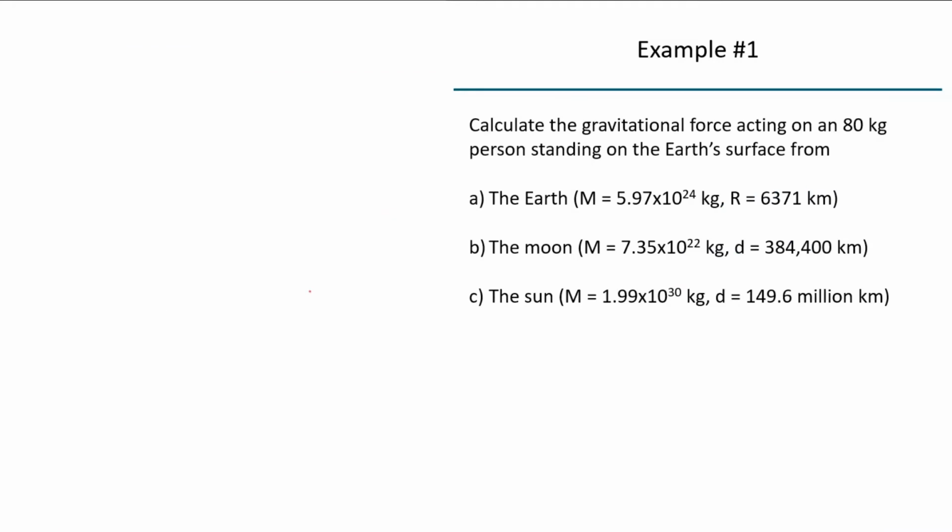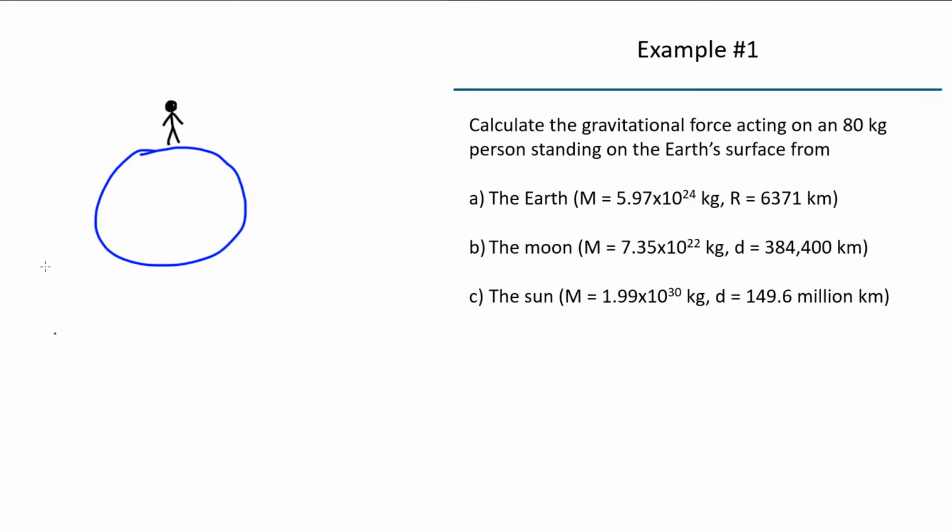I want to calculate the gravitational force acting on an 80 kilogram person standing on the Earth's surface from the Earth, which has a mass of 5.97 times 10 to the 24th kilograms and a radius of 6,371 kilometers. The moon, d is the distance of the moon from the Earth, and the sun, where d is the distance of the sun from the Earth. Okay, so first, here is the Earth, and here is a person standing on the Earth.